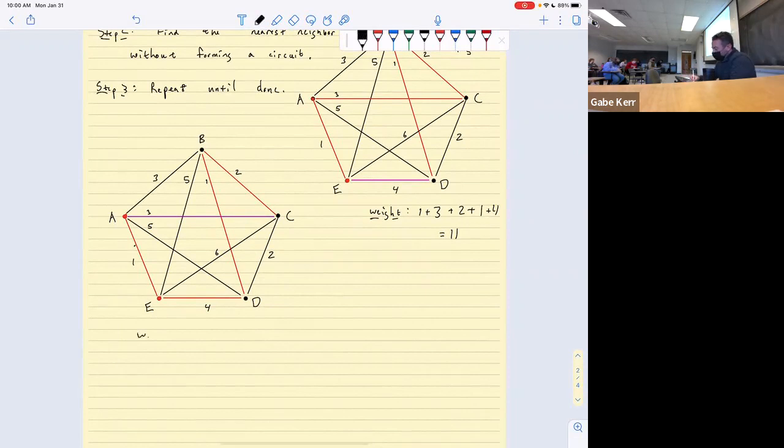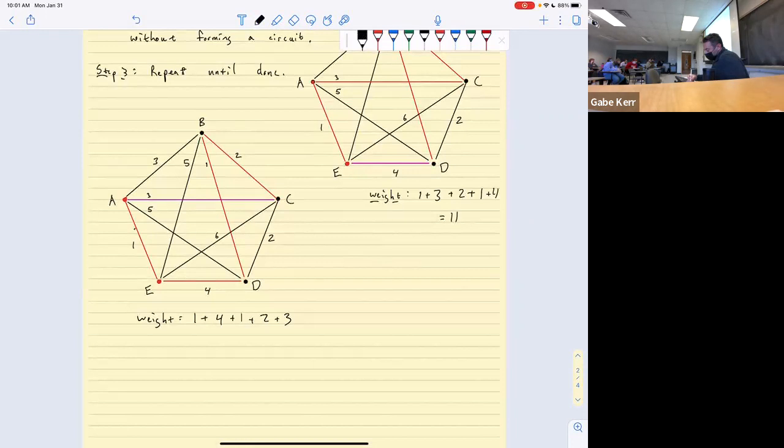So now I look and I'll calculate the weight here. And I get 1 plus 4 plus 1 plus 2 plus 3. Just exactly the same. Which is, again, 11.